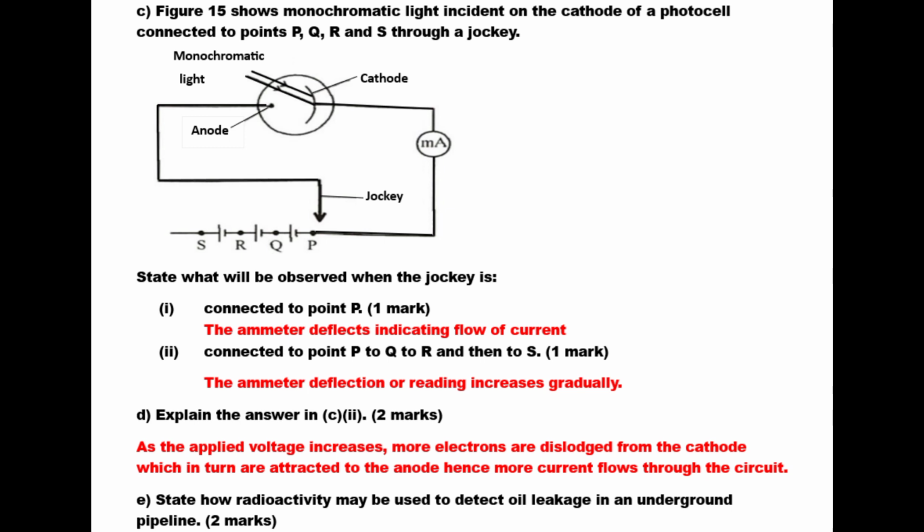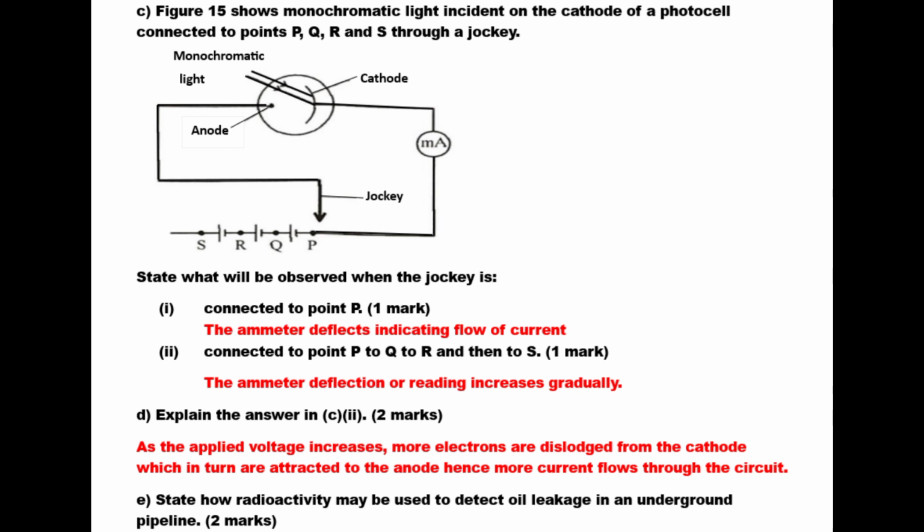That's the observation. Then Roman 2, connected to point P, to Q, to R and then to S. In other words, you move the jockey from P to Q, then to R, and then finally to S. These are cells, by the way: between Q and P, a cell; R and Q, a cell; S and R, a cell. And you're also observing the direction of current. So the ammeter deflection or reading increases gradually.